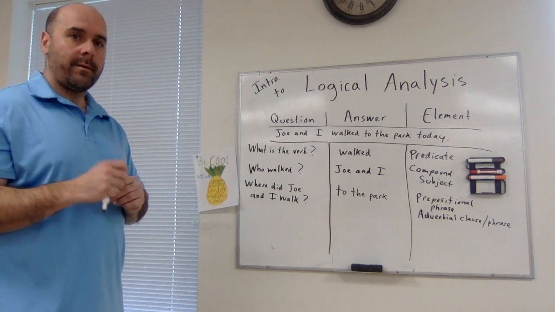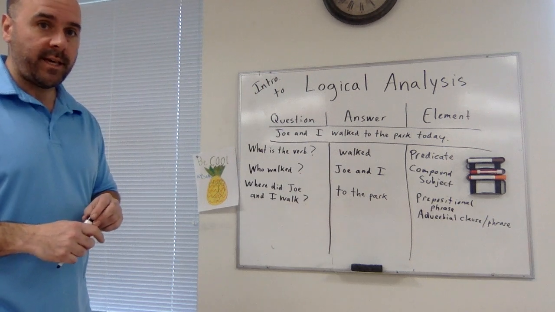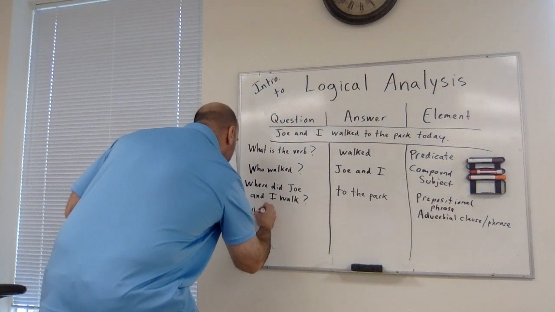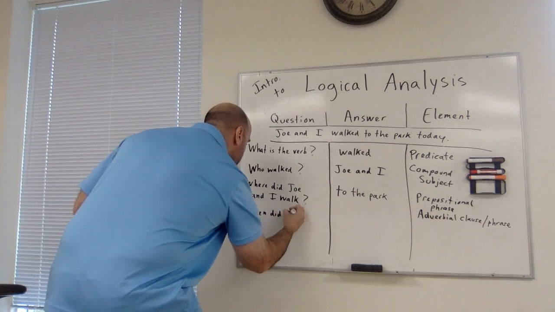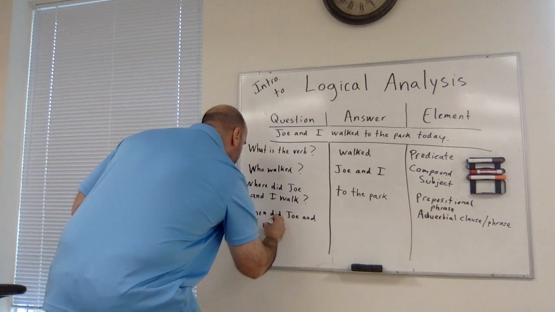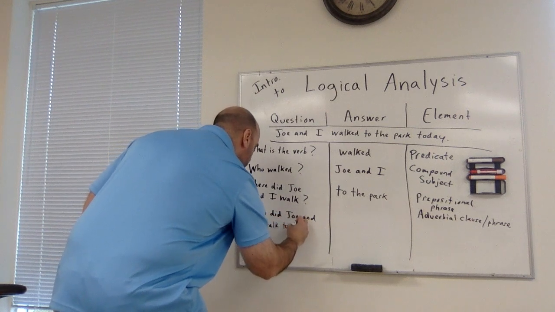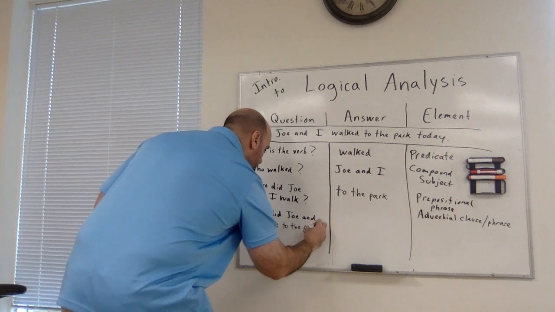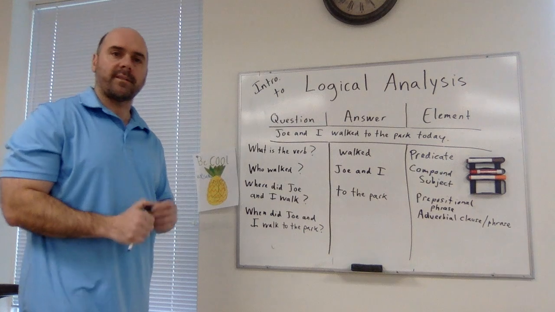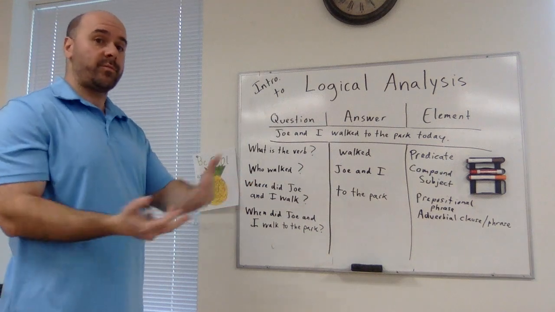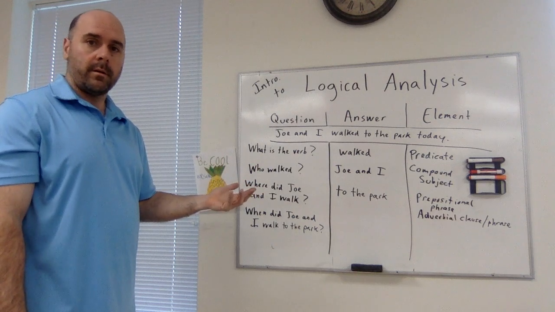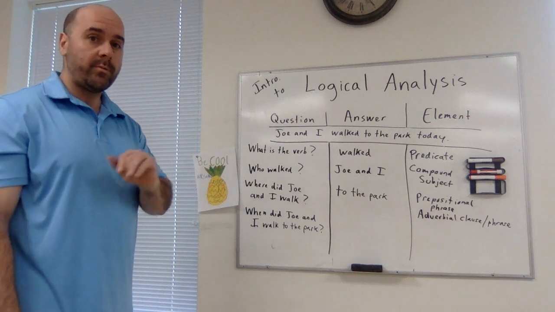You know it? That's right. When did Joe and I walk to the park? That's the next question that logically follows when we examine the sentence. So what is the answer to this question? If you said today, you would be correct.